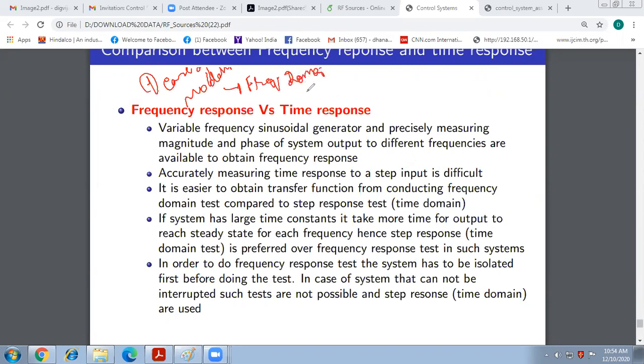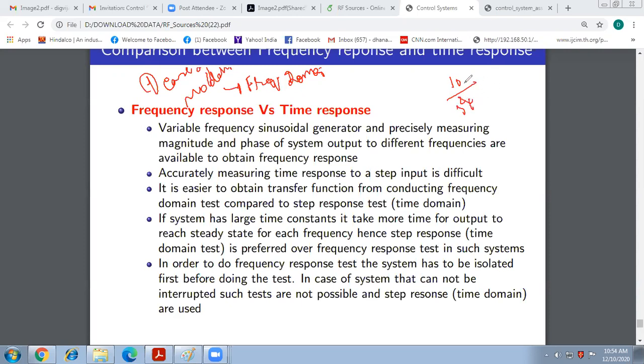What does it mean that there is ease of modeling in frequency domain? It means if I have made a system and I want to obtain its transfer function, normally how is the transfer function? We see the transfer function something like s10 divided by what?